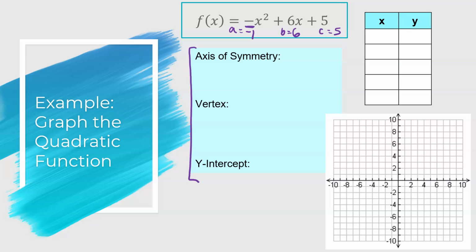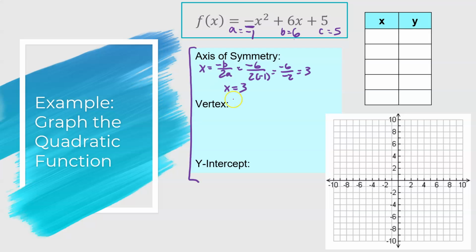Once we identify A, B, and C, we calculate our axis of symmetry, which is negative B over 2A. That's that mini equation. So I know the mini equation, then I substitute. Negative B was 6 over 2 times my A was -1. Negative 6 over -2. Make sure you simplify the bottom first and then divide. So my axis of symmetry is the line x equals 3.